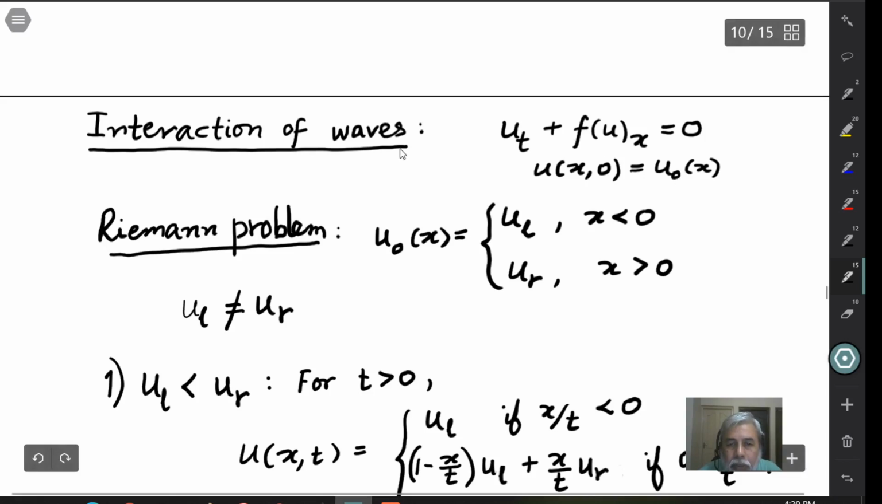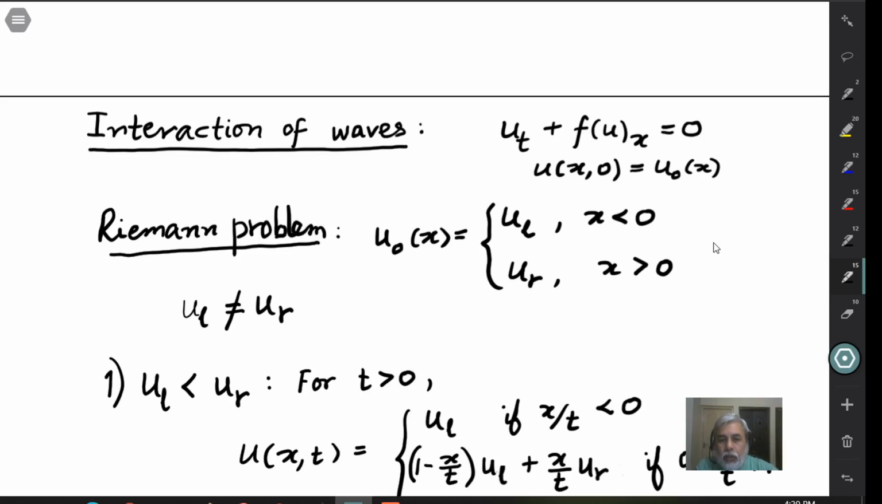We'll be introducing some new terminology, and many of you might be listening to this topic of conservation laws for the first time. So you should study carefully and digest all this new terminology and also the results.